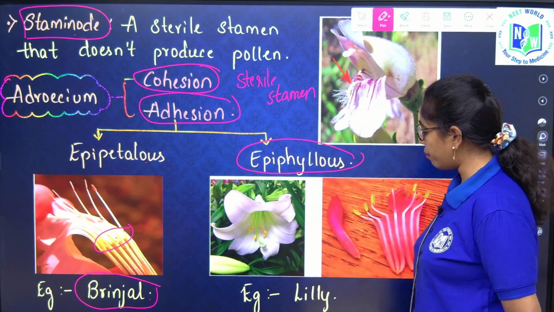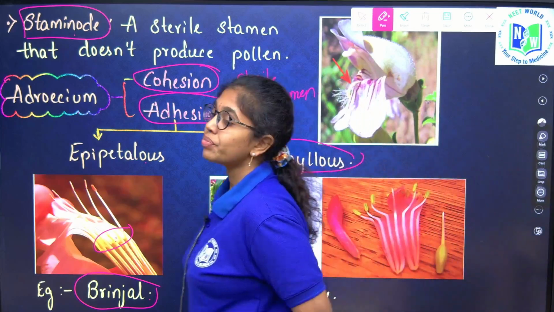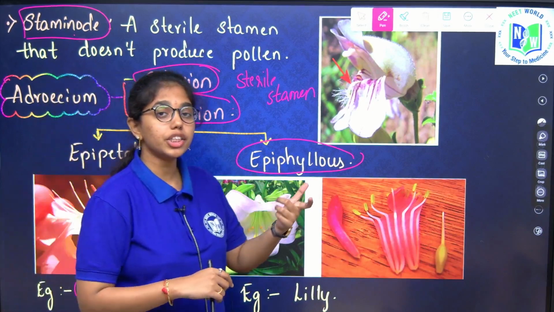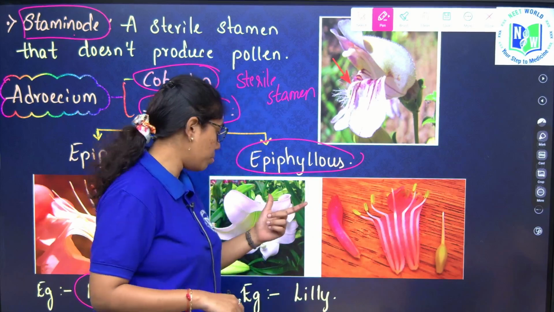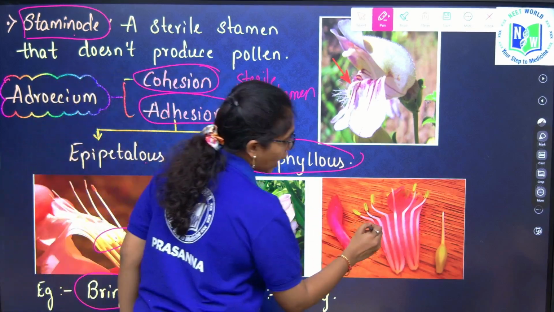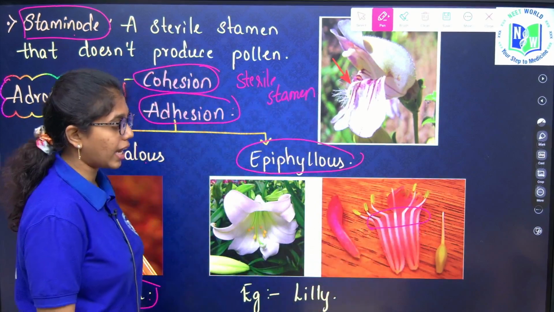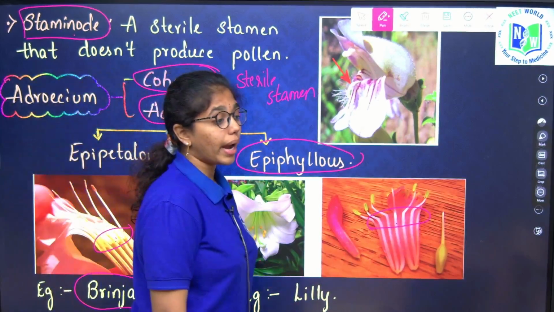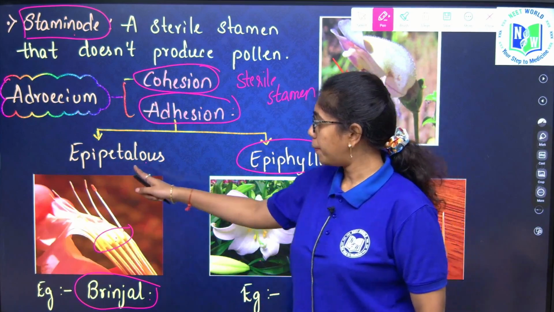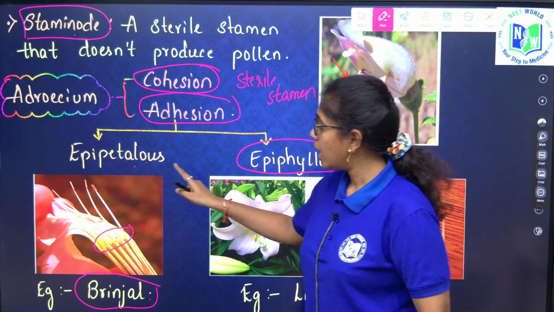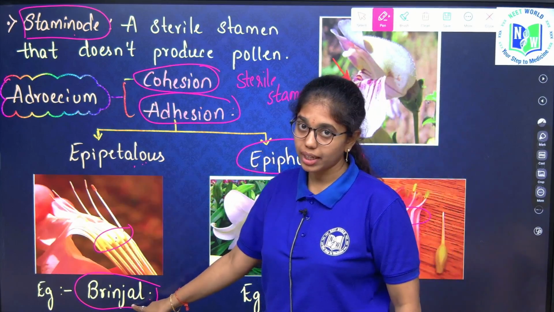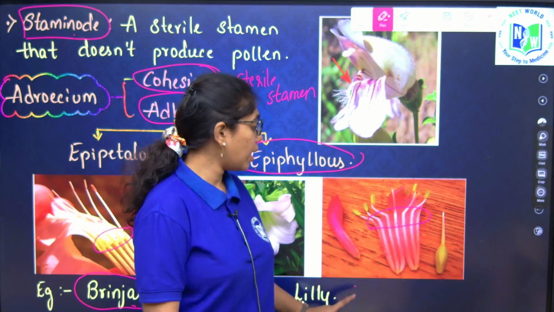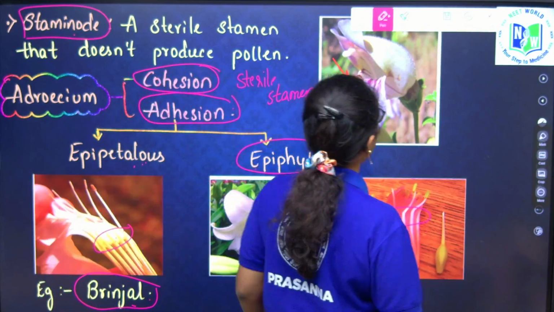Epiphyllous condition. Initially we have learnt that when calyx and corolla are not distinct, you will see perianth, in Liliaceae family members. If stamens are attached to the perianth, it is called epiphyllous. So in the point of adhesion, what did you learn? Epipetalous and epiphyllous condition. Epipetalous you will observe in Solanaceae members, for example brinjal. Epiphyllous condition, where stamens are attached to the perianth, you will observe in Liliaceae members, for example lily.